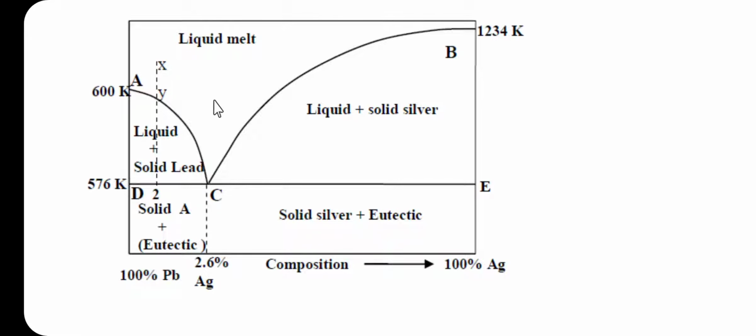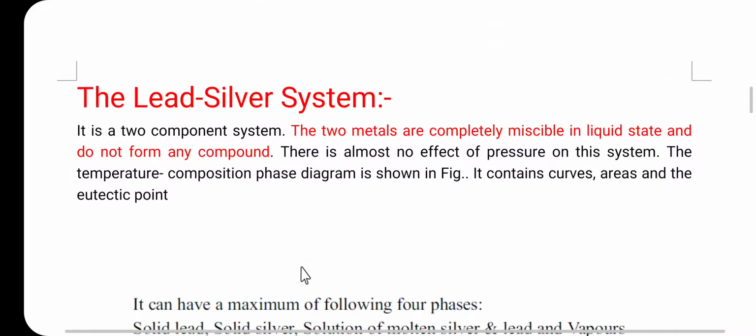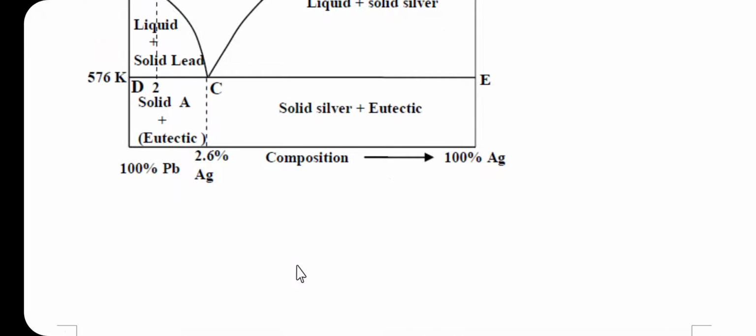Silver and lead are present as a homogeneous liquid solution. So there is only one phase, the liquid melt of the silver and the lead. Then the area below DCE: here no liquid phase is present, only solid silver and solid lead are present. This is the two component phase diagram, temperature versus composition, for the lead and silver system.